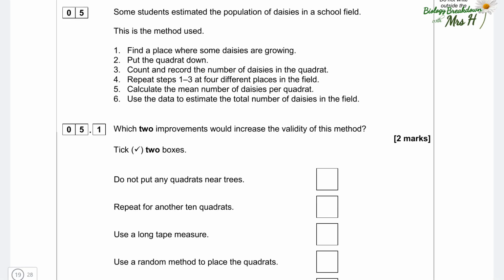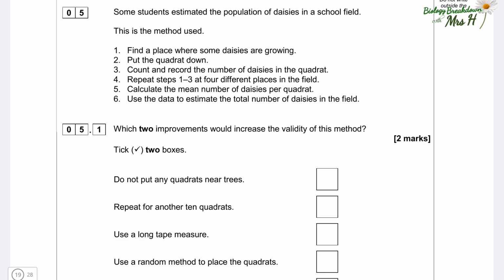Question 5. Some students estimated the population of daisies in a school field. This is the method used. 1. Find a place where some daisies are growing, put the quadrat down, count and record the number of daisies in the quadrat, repeat steps 1 to 4 at 4 different places in the field, calculate the mean number of daisies per quadrat and use the data to estimate the total number of daisies in the field.